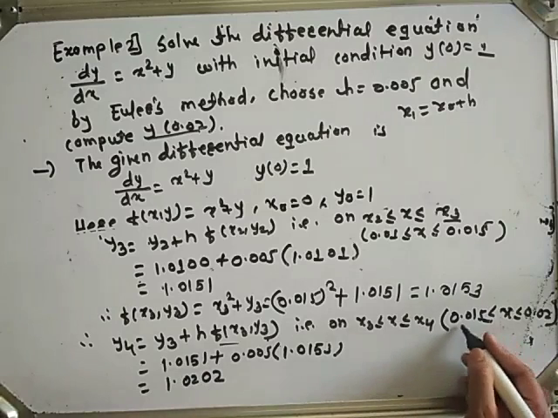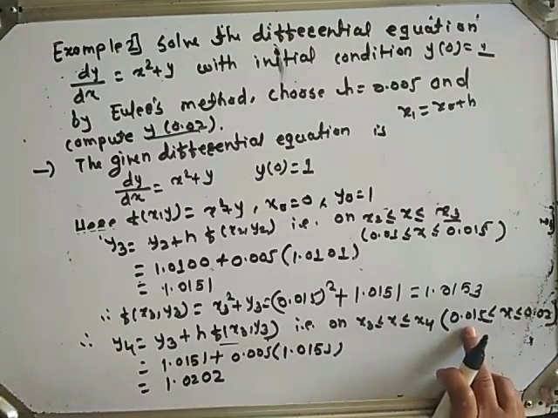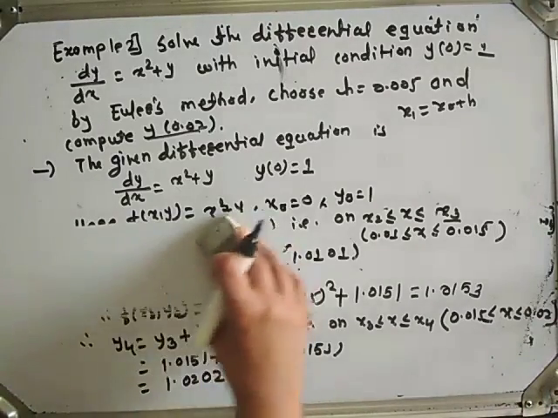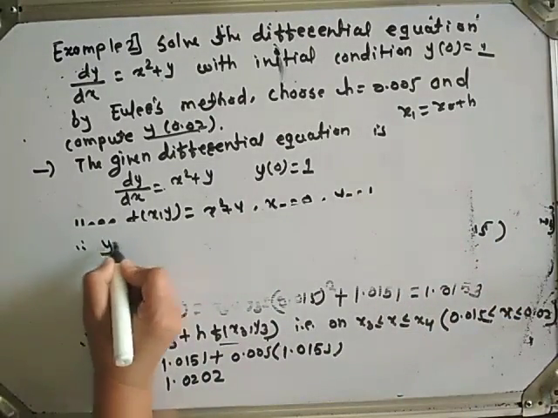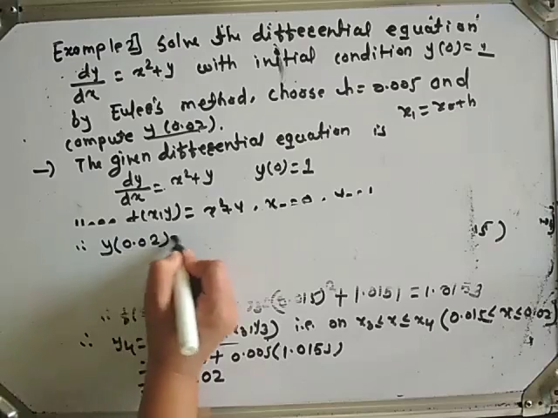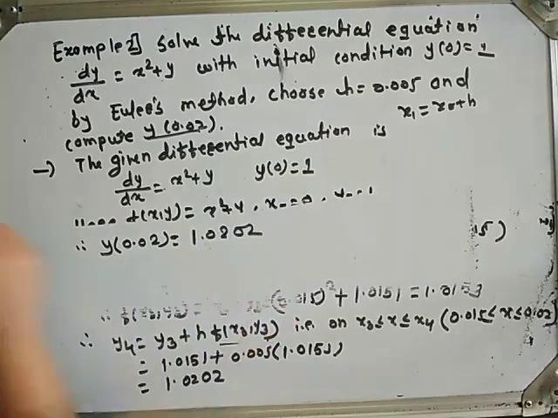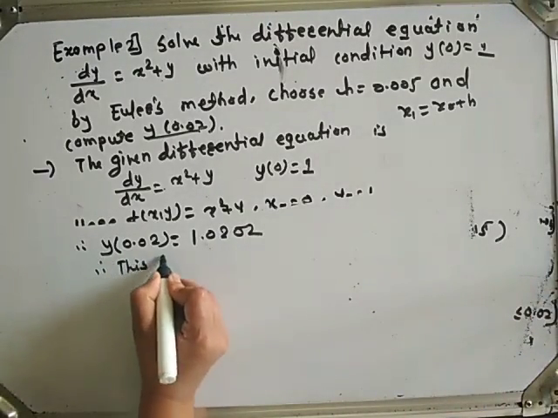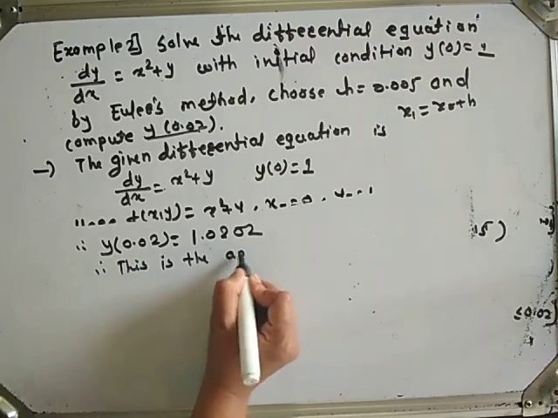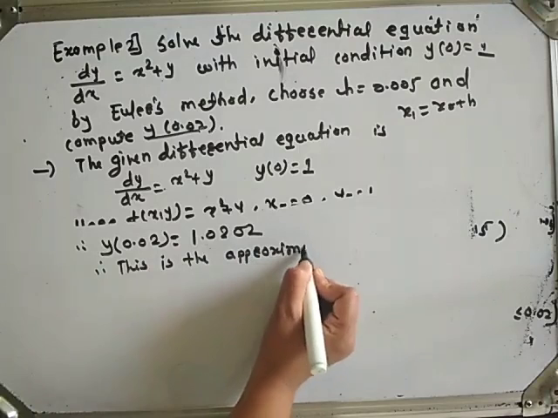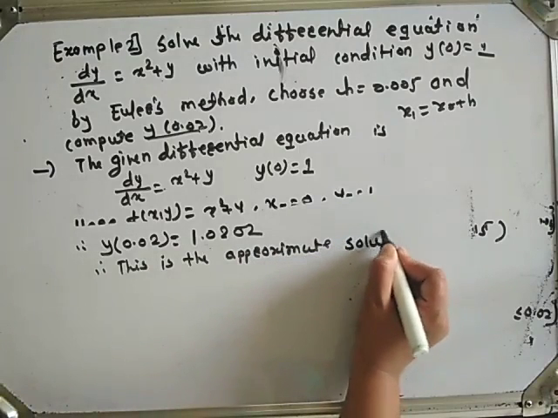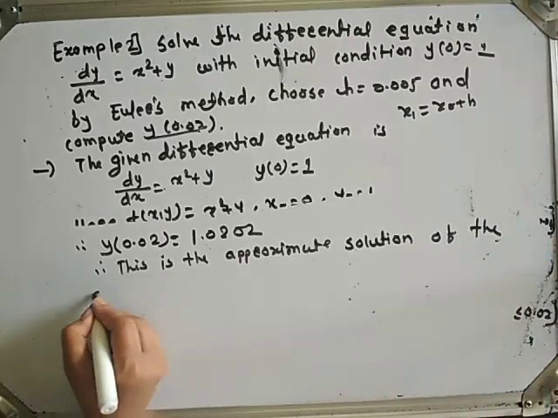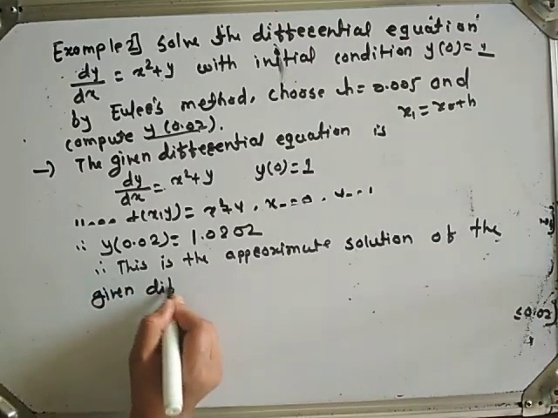Which equals 1.0202. See here, our x lies between 0.015 and 0.02. Therefore y of 0.02 equals 1.0202. Therefore this is the approximate solution of the given differential equation.